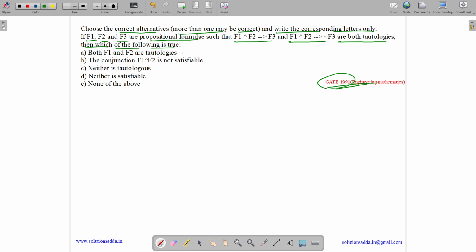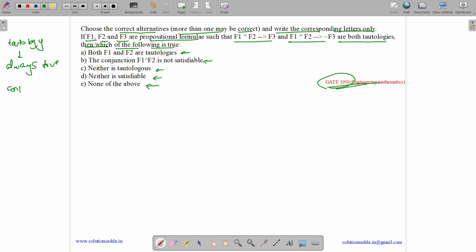Both F1 and F2 are tautologies. The conjunction of F1 and F2 is not satisfiable. Neither is tautologous, neither is satisfiable, and none of the above. So let me tell you first some of the basic statements. What is a tautology? Tautology is a condition which is always true. Always true. For any value.